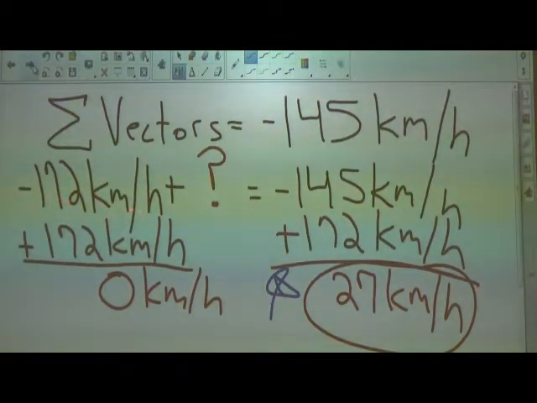So let's move this over. This is addition, so you want to get rid of this negative. You have to add a positive to it to cancel it out. What you do to one side, you have to do to the other side, and then do the math. A negative 145 plus 172 gets you 27 kilometers per hour, and that's positive because it's going north. So the wind is blowing north at 27 kilometers per hour.